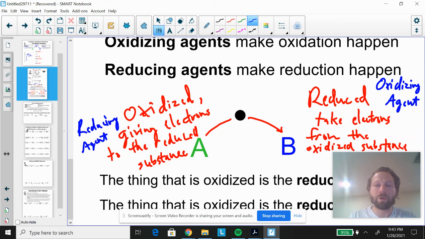And just to remember, the thing that's being oxidized, in this case A, is the reducing agent. And the thing that is being reduced, in this case B, is the oxidizing agent. Okay? It's always that way.